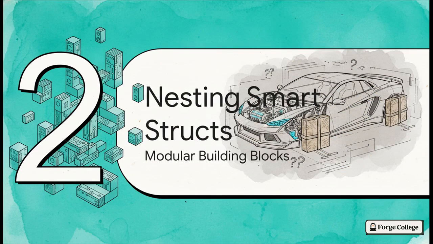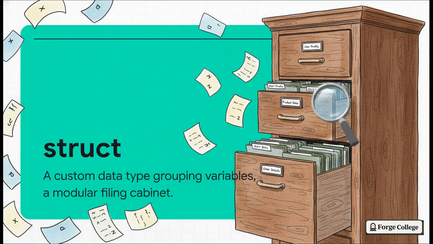Modular building blocks. Now, writing out the exact same variables over and over for every single entity, well, it's kind of like building a high-performance sports car and then just slapping square wheels on it, right? It makes no sense. Instead, we use structs. In Solidity, a struct is basically a custom data type that lets you group several variables together. Picture it like a highly organized modular filing cabinet. So instead of having loose variables just flying everywhere, you're grouping related data neatly together. It makes your code infinitely more manageable.